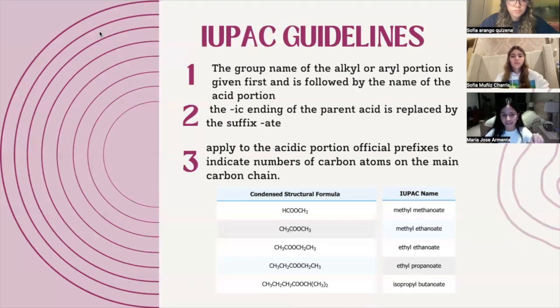Then the IC ending of the parent acid, that is a carboxylic acid, of course, is replaced by the suffix ate. Then we apply to the acidic portion official prefixes, as we have established before, to indicate the number of carbon atoms on the main carbon chain. Here are some of the most common examples. What was methanoic acid, now here is methyl methanoate if it was an ester.